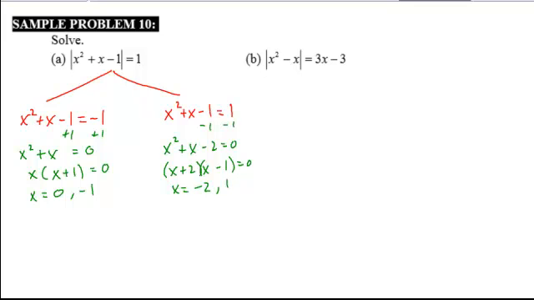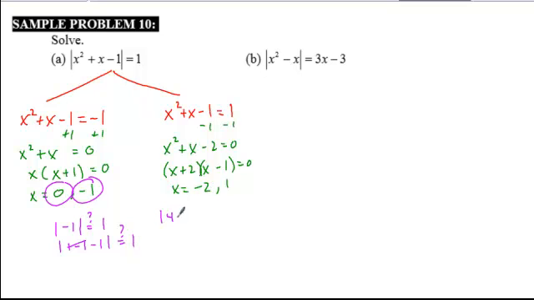So all we need to do is go back and check each of these. Let's plug in a 0. Absolute value of 0 squared plus 0 minus 1, is that equal to 1? Yes, so 0 works. Plug in a -1. -1 squared is 1, minus 1, minus 1, is that equal to 1? 1 minus 1 cancels, the absolute value of -1 is equal to 1, so that also works.